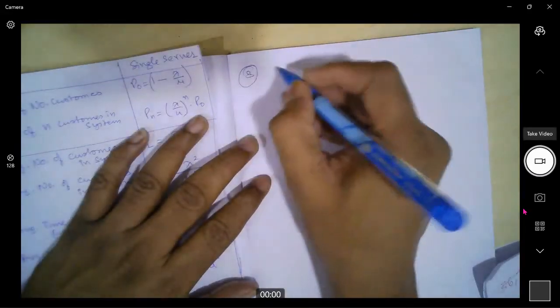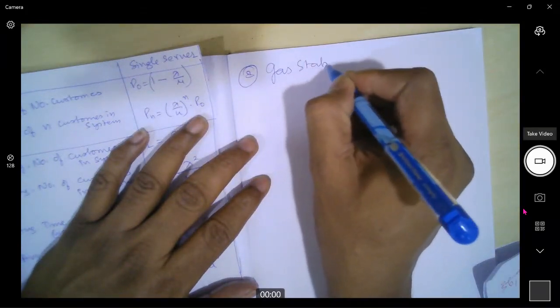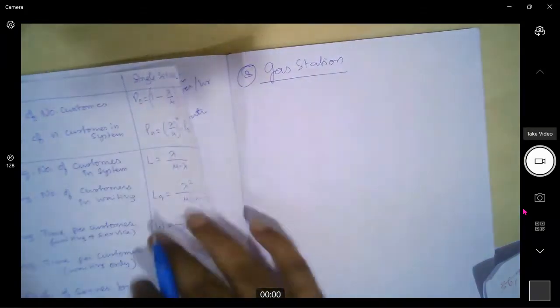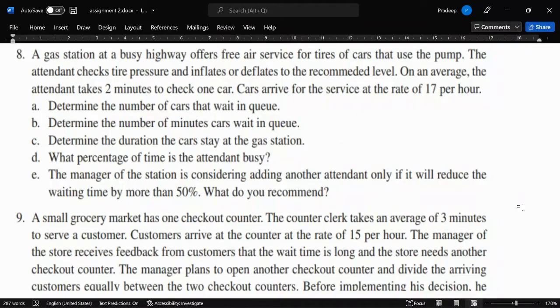So, eighth question, gas station. What do I have at the gas station? What is the first statement given here?